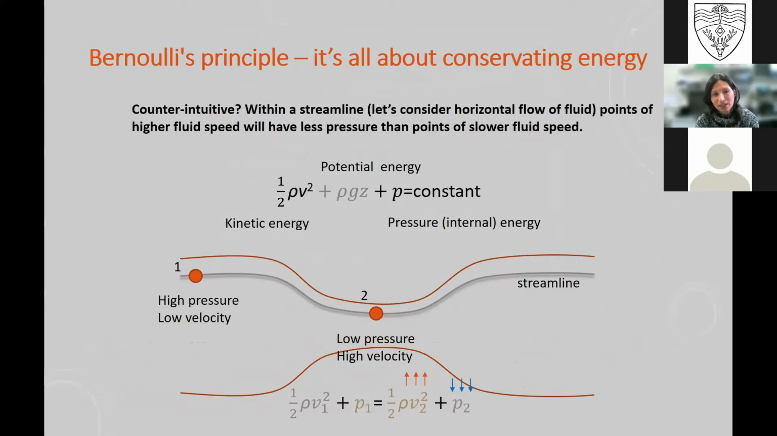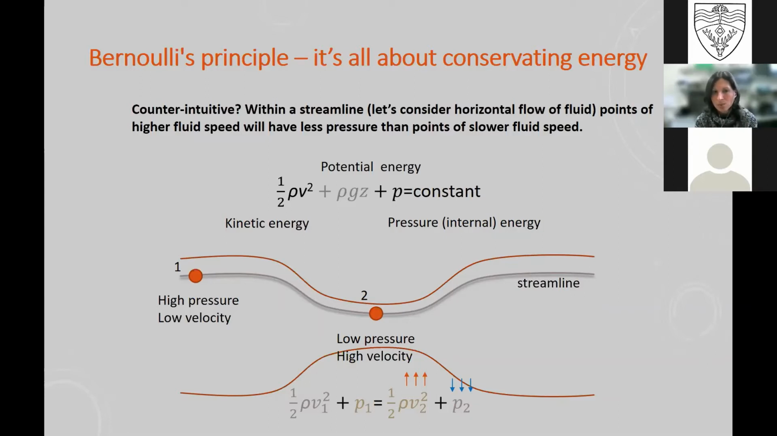Some people find this very counterintuitive, and maybe this is because I've worked with it for some years now, and it may be rooted already in my brain, but I get the point of why some people may find it a bit counterintuitive. It basically says that within a streamline, just imagine the picture I have there. It's a pipe, and then the gray line is kind of water following the flow. So within that streamline, and let's consider horizontal flow, points of higher fluid speed will have less pressure than points of slower fluid speed. So some people say, well, when you have the liquid in that contraction, the velocity of the liquid just increases. So that feels a bit like it pushes more, right? So it has more pressure, but that can't really be it, right?